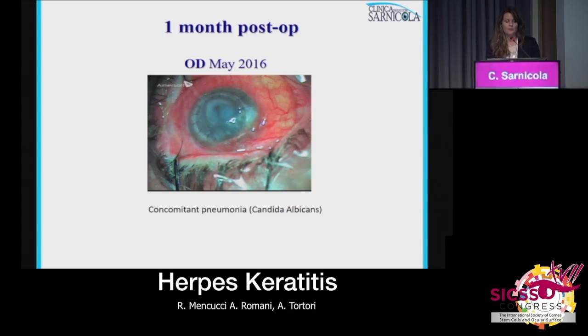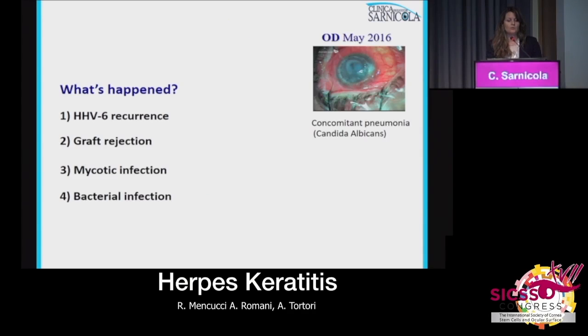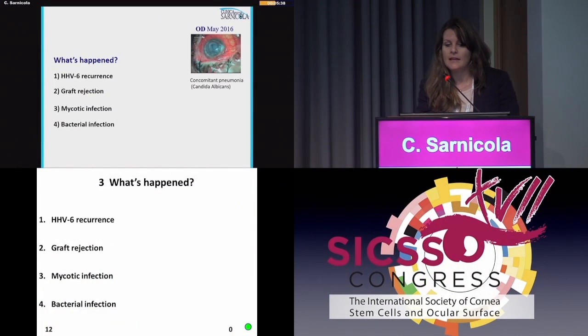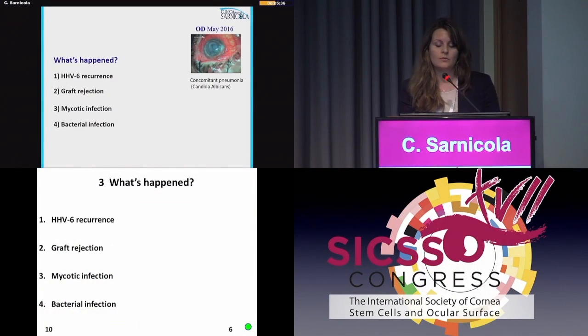However, and this is the second eye, that's how it presented 1 month post-op. At the same time, the patient also presented candida pneumonia. So what would you suspect at this point? Would you suspect a reactivation of the herpes, rejection, mycotic infection, or bacterial infection?